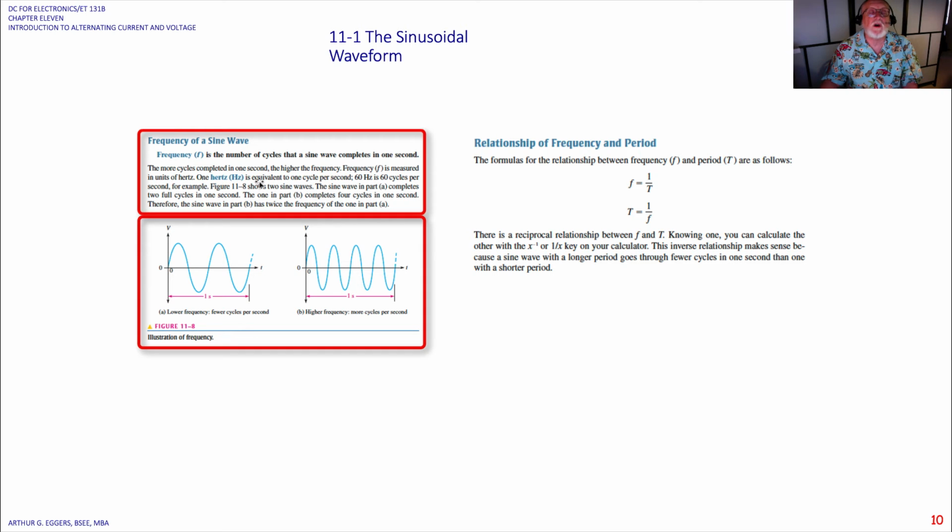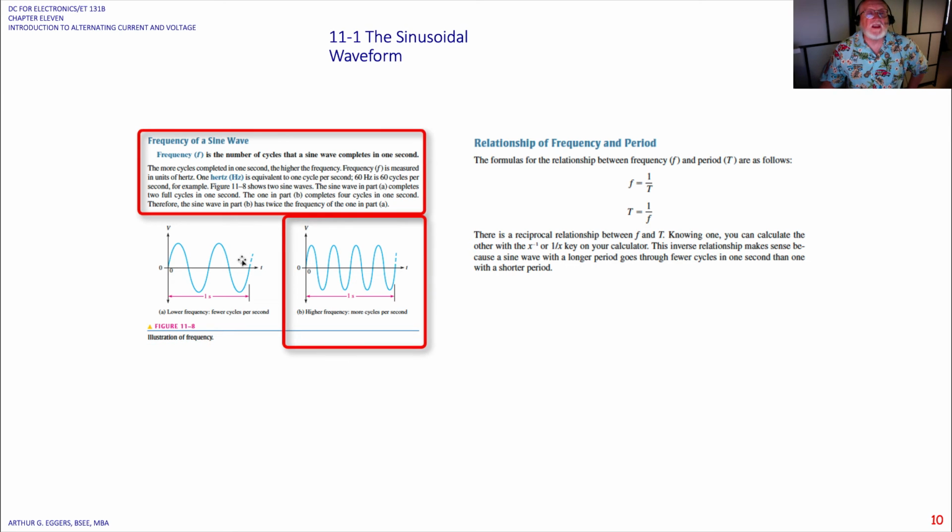Way back when, we called it CPS, or cycles per second. Now the standard is to say hertz. So 1 hertz is equivalent to 1 cycle per second. 60 hertz is 60 cycles per second, and so forth. And there are lots of variations of sources that provide different frequencies.